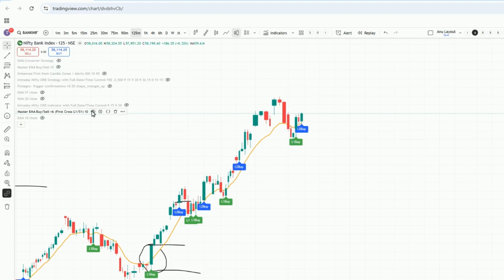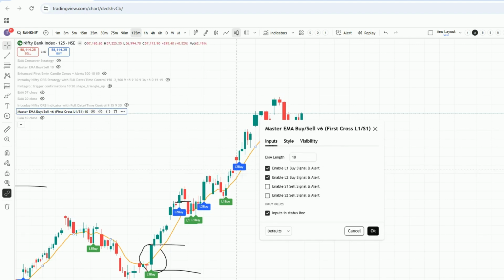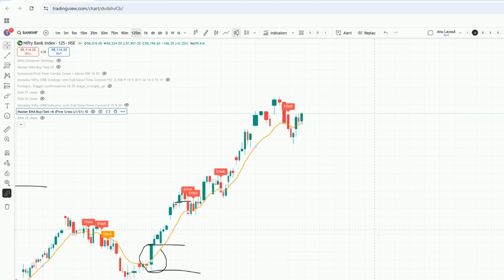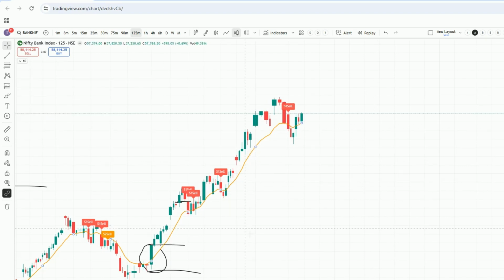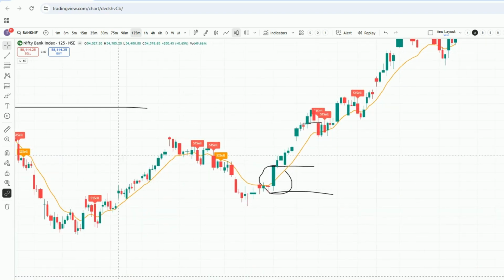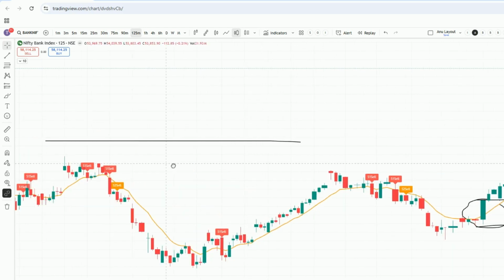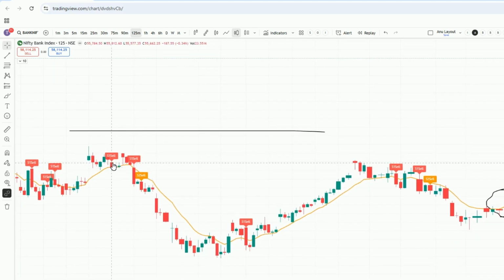Now let's see how you are going to enter S1 sell and S2 sell. Let me disable this L1, L2 buy, S1 sell, L2 sell. If you see here, we got S1 sell on this candle. Here you keep the stop loss, and the stop loss is triggered, obviously like L1 buy, how we have seen. Now you see again you got S1 sell.